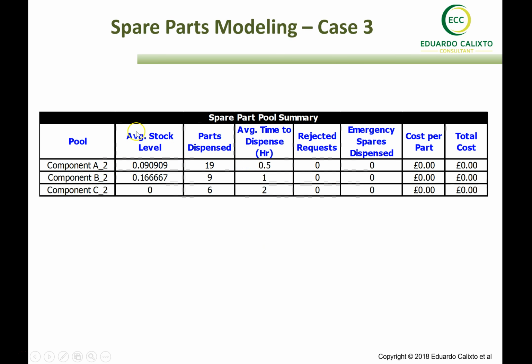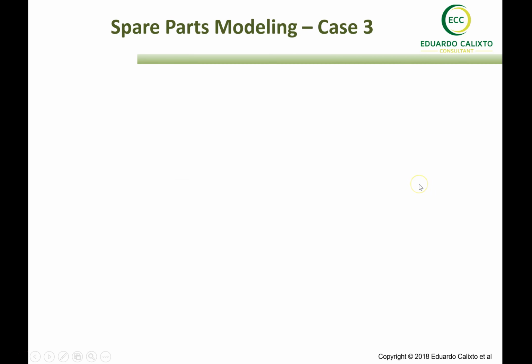So here we can see the average of spare parts is very low, but I have similar dispensed items along the time. I need the average time to dispense, which is 0.5 for component A, 1 unit of time for component B, and 2 units of time for component C. And this time will impact operation availability.